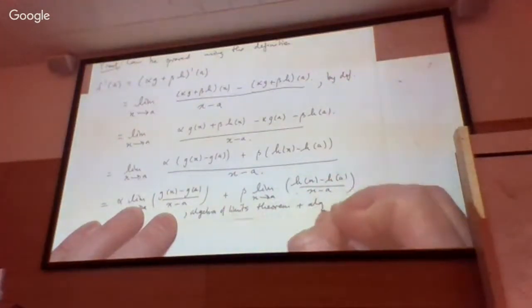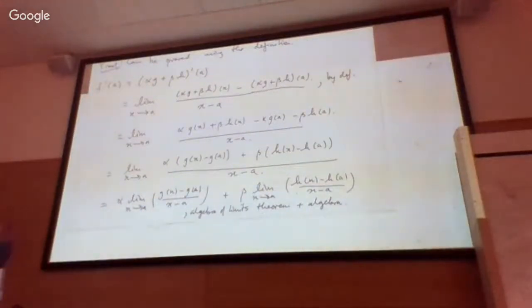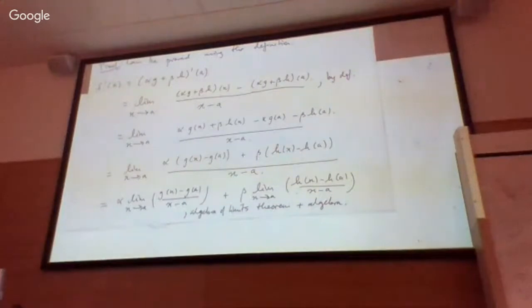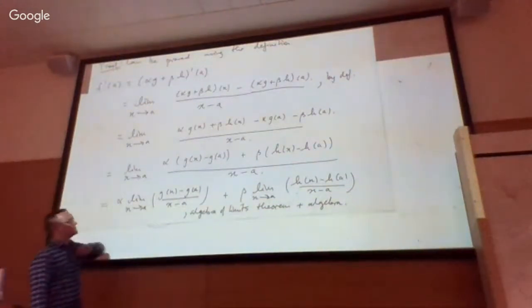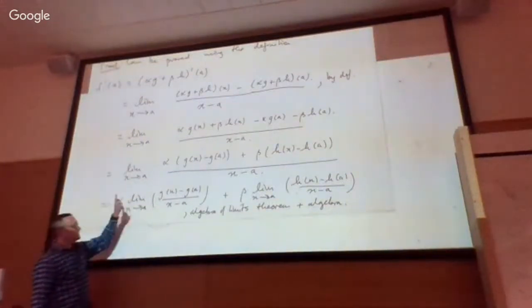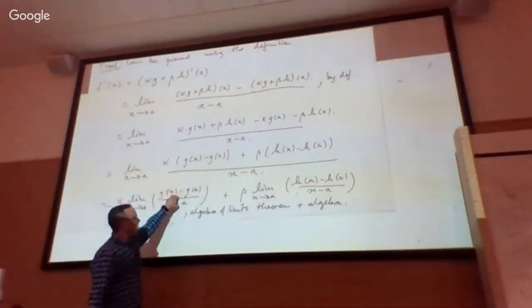Plus some algebra. The algebra needed to split apart the fraction into the sum of the two fractions. But mainly the algebra of limits there. Taking the limit of a linear combination of fractions and saying that's equal to the same linear combination of the limits of the individual fractions.